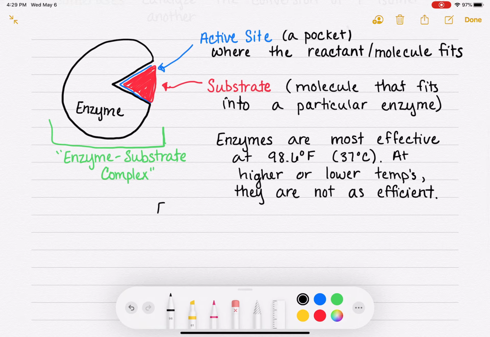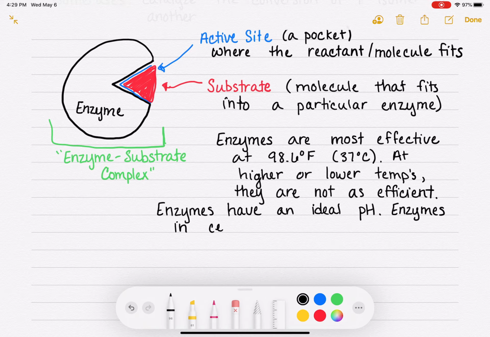Also, each enzyme has its own ideal pH. And the ideal pH for an enzyme depends on what it is and where in your body it is located, which makes sense because we do have different pHs throughout our body in different spots. So for example, enzymes that function inside of our cells, they have an ideal pH of 7.4, which is the ideal pH for inside of a cell.